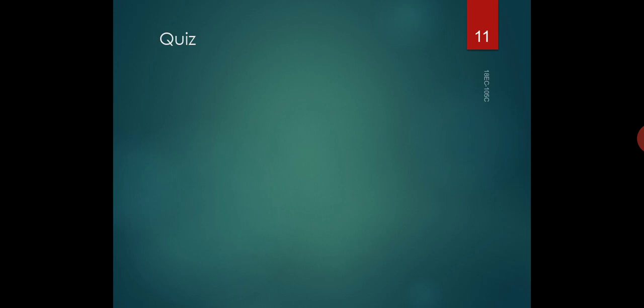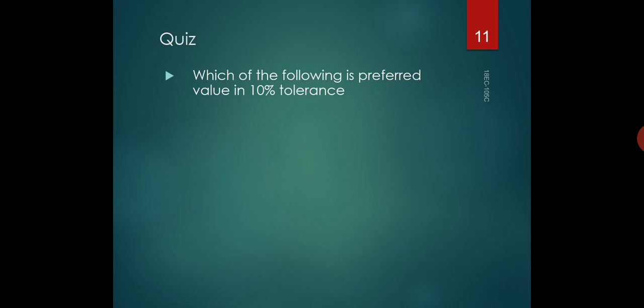Now let us see a quiz on what we remember from what we have learned. Which of the following is a preferred value in the 10% tolerance: 15 ohms, 35 ohms, 45 ohms, or 65 ohms? Which is that value? It is the first one, 15 ohms.